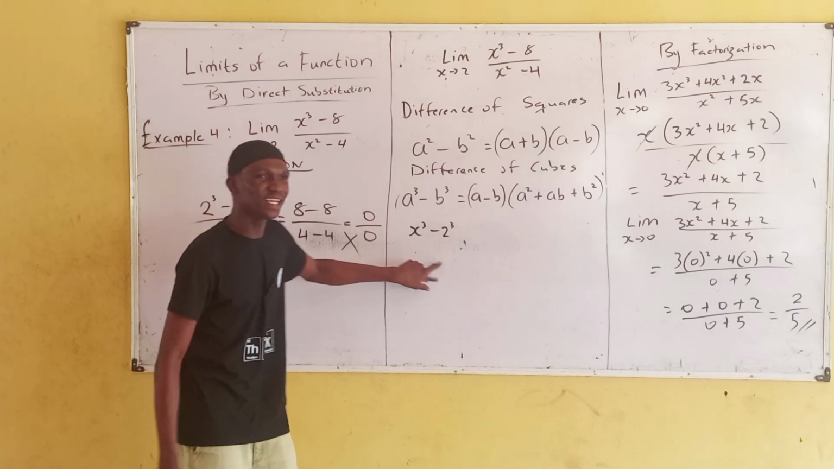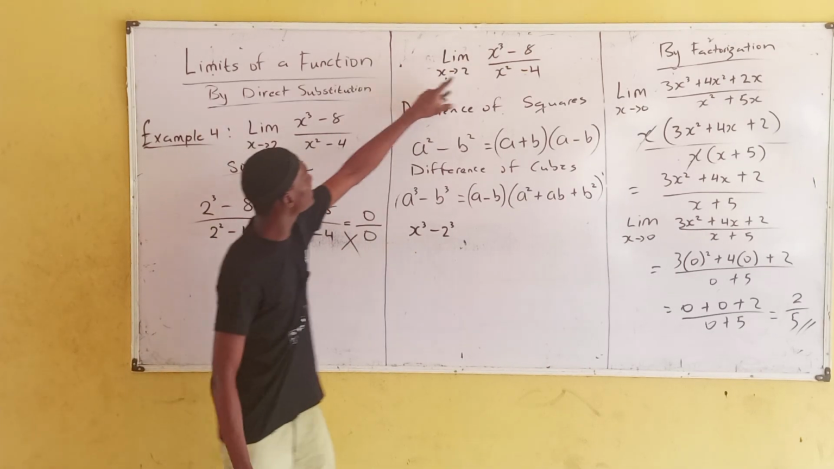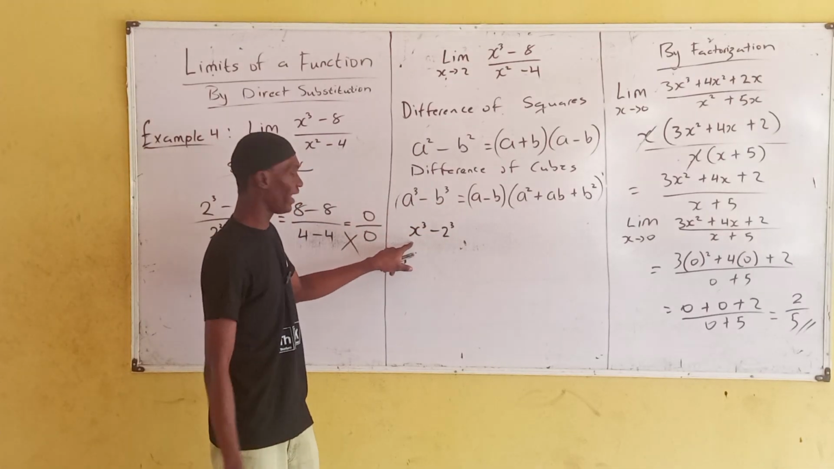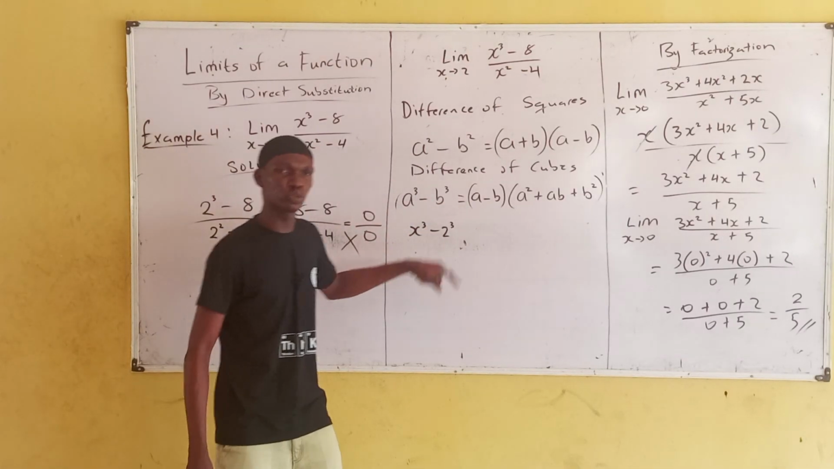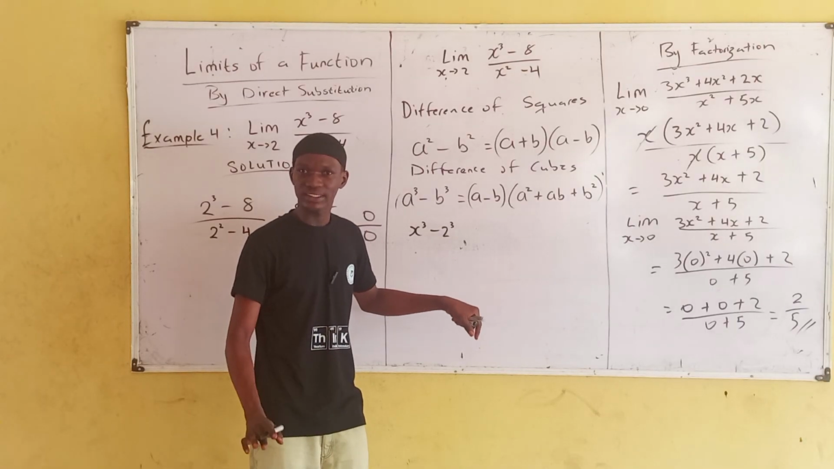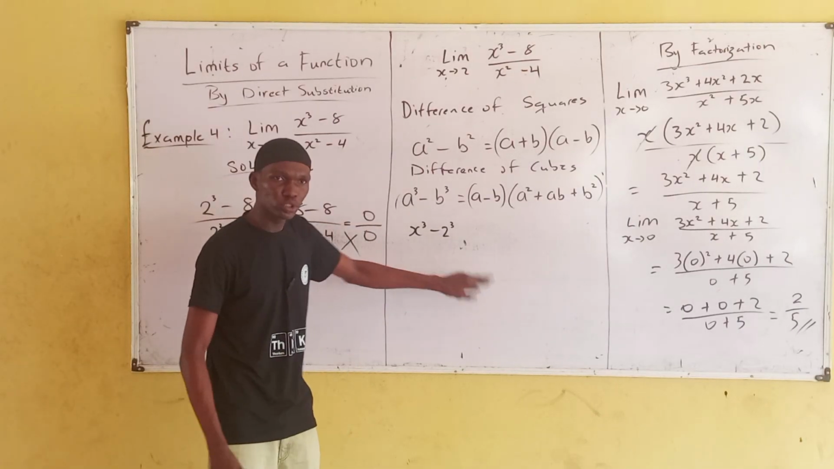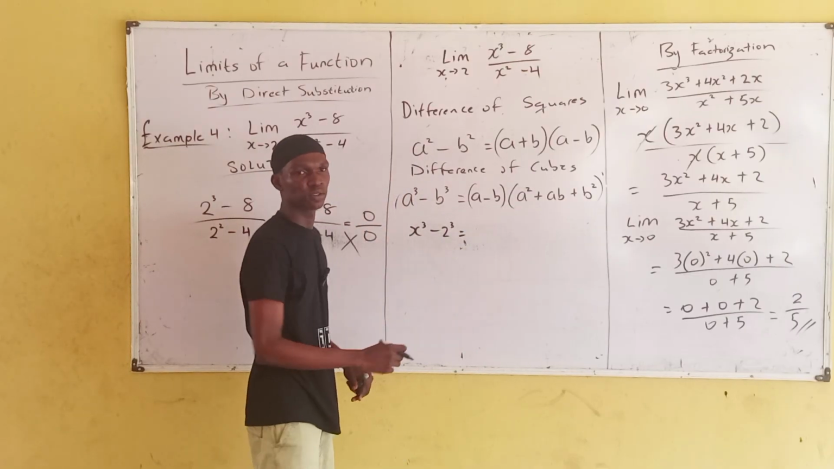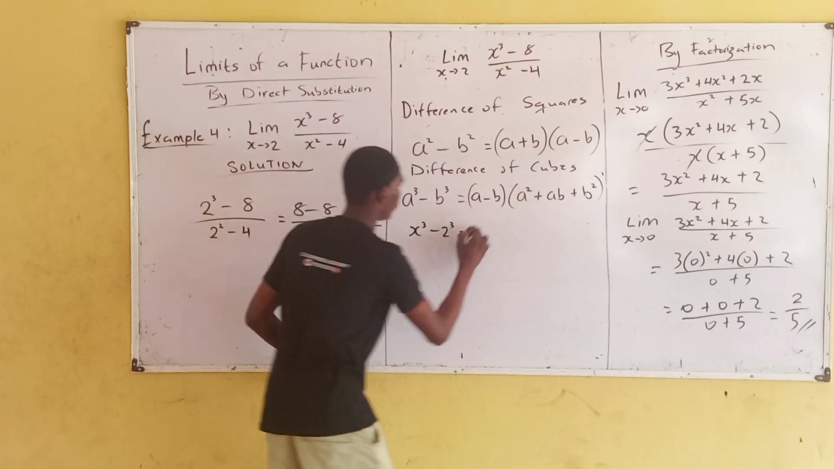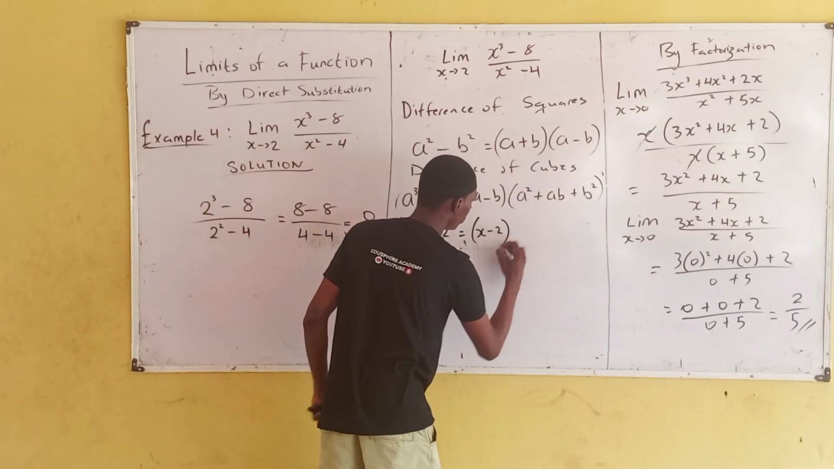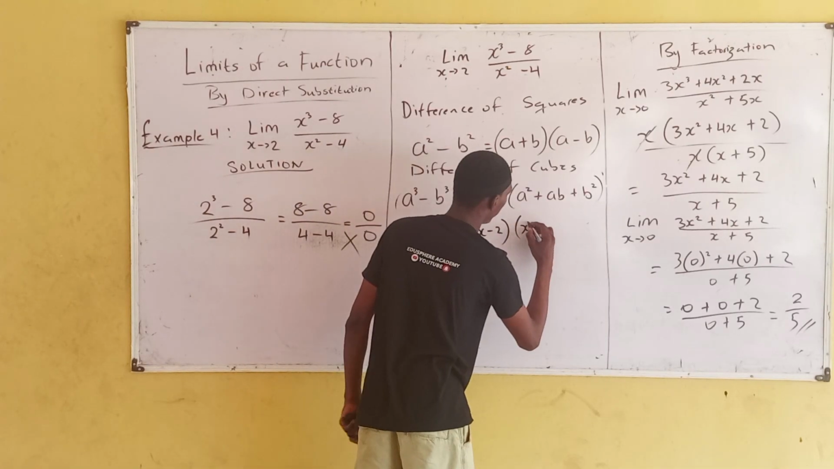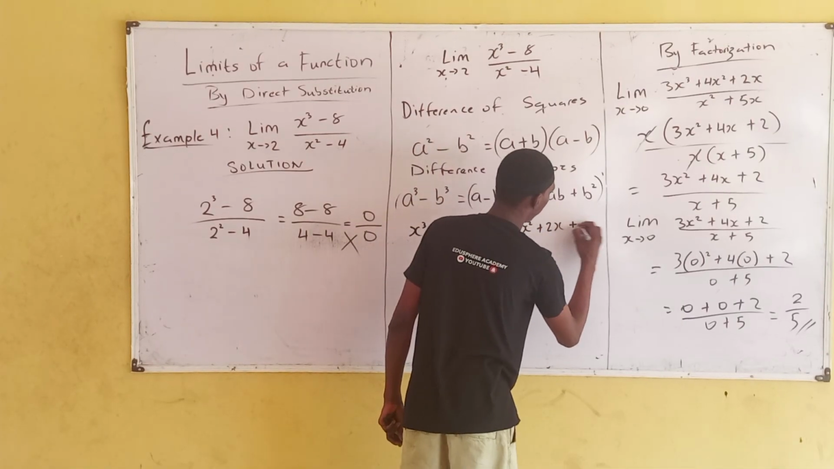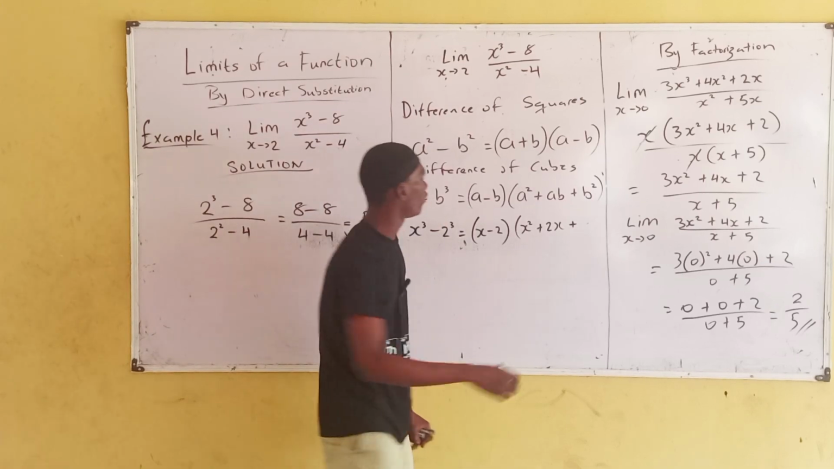So I now want us to relate it to this. To write this in this format, we have to write it as x cubed minus 2 cubed. Then that will give us (x minus 2)(x squared plus 2x plus 2 squared), and 2 squared is 4.